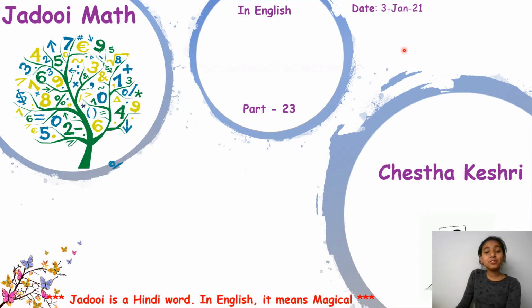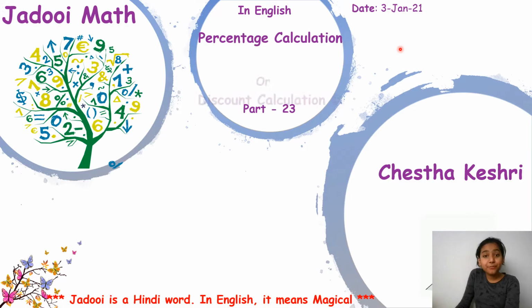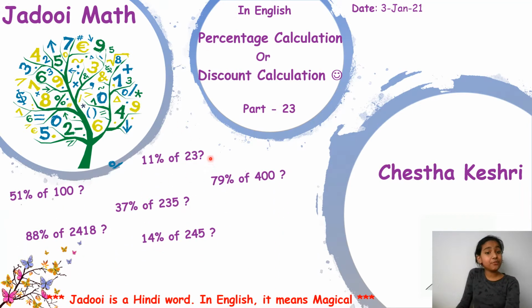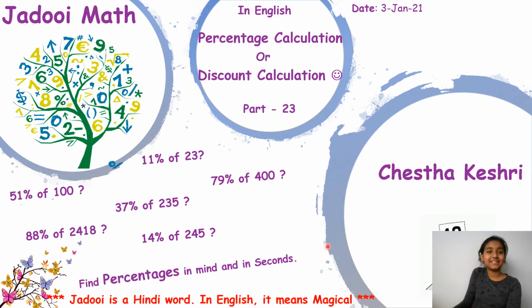So today we're going to learn percentage calculation. As you might have noticed, it gives an extra smile to our parents' faces whenever they see a discount on any product. After learning this trick, you might help them calculate discounts in a speedy way. For example, 11% of 23 or 79% of 400, etc. And you know friends, we are going to find percentages in mind and in seconds.